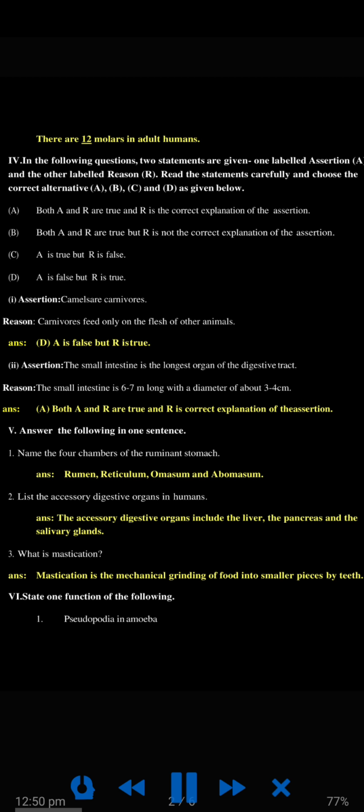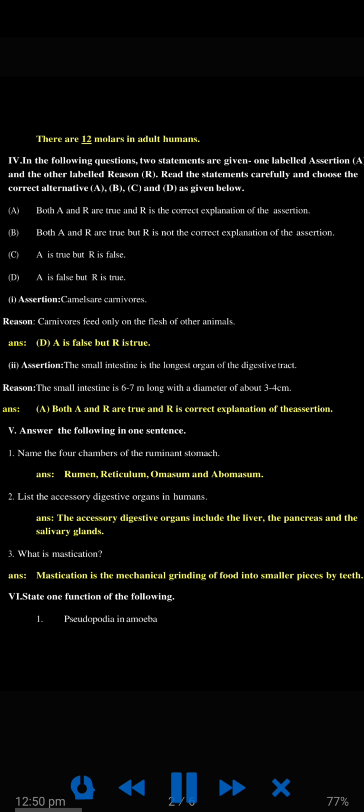IV. In the following questions, two statements are given, one labeled assertion A and the other labeled reason R. Read the statements carefully and choose the correct alternative A, B, C and D given below. A. Both A and R are true and R is the correct explanation of the assertion. B. Both A and R are true but R is not the correct explanation of the assertion. C. A is true but R is false. D. A is false but R is true.